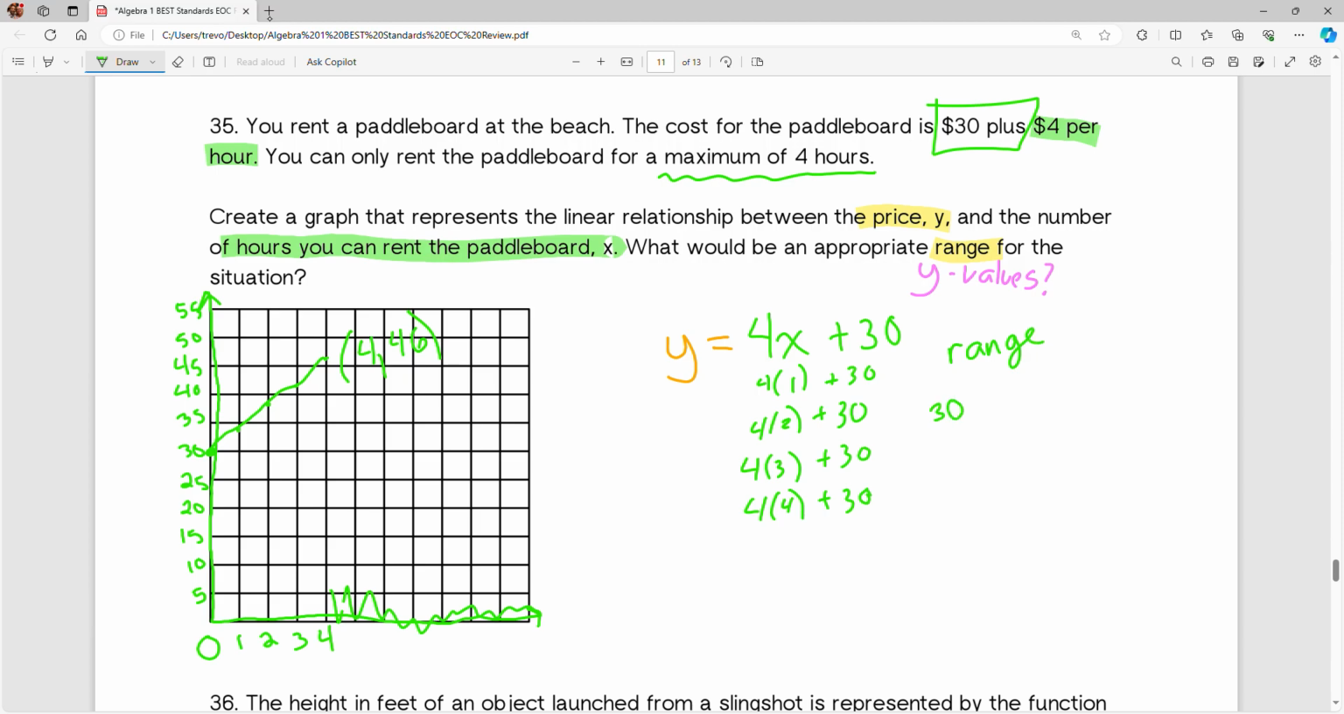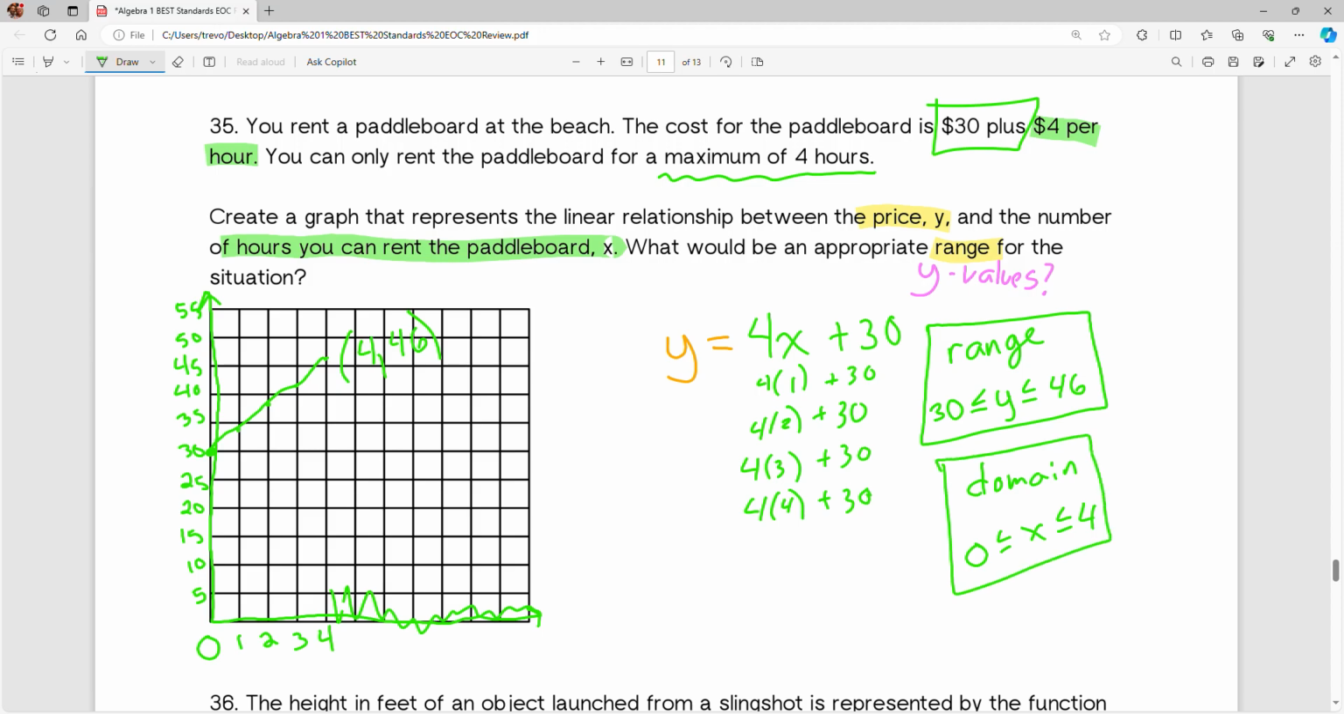$30 is the least amount for your y, and 46 is the maximum. And they didn't ask, but we can just say that their domain, the x values, would go from 0 up to 4, because 4 is the maximum amount of hours, and it wouldn't make sense for it to be less than 0.